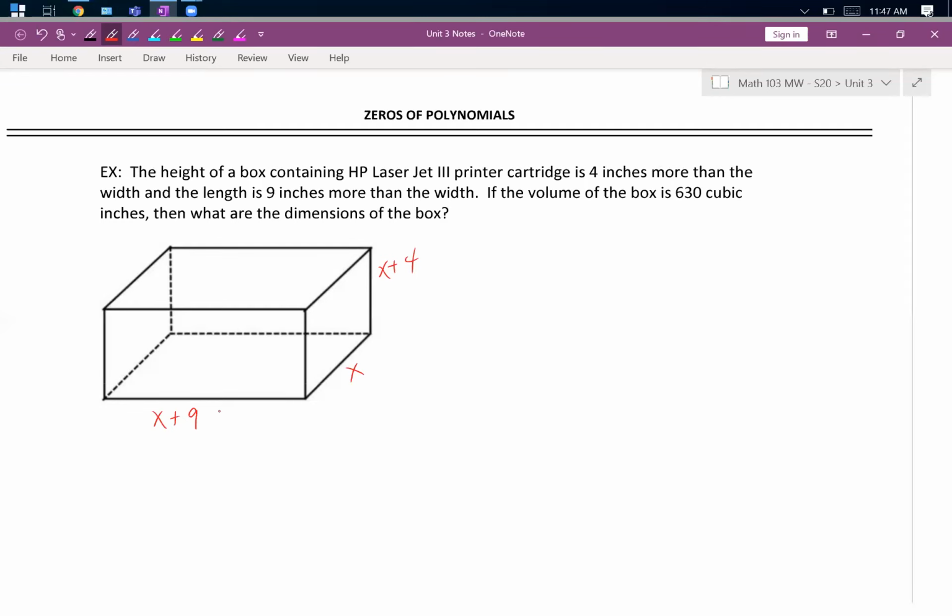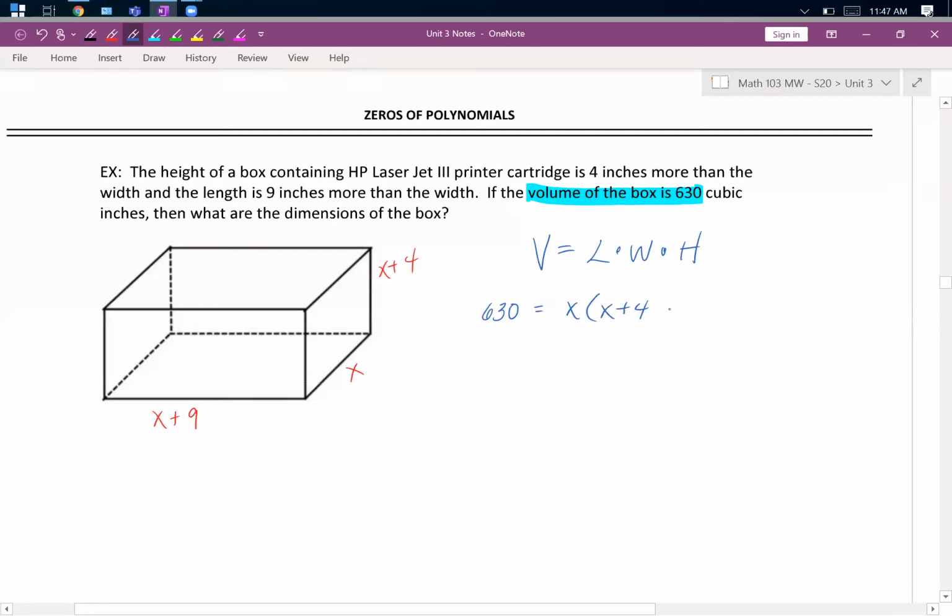The other piece of information they give us is that the volume of the box is 630 cubic inches. How do you find the volume of a box? Length times width times height. Great. Well, I know the volume, 630. I know the length, the width, and the height. So now we can put it all together into an equation.